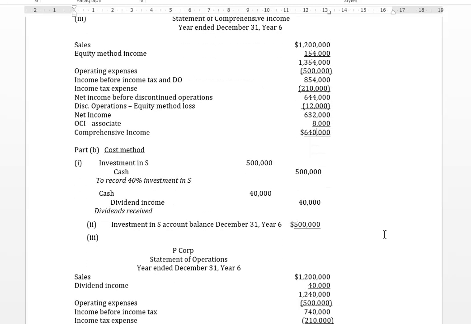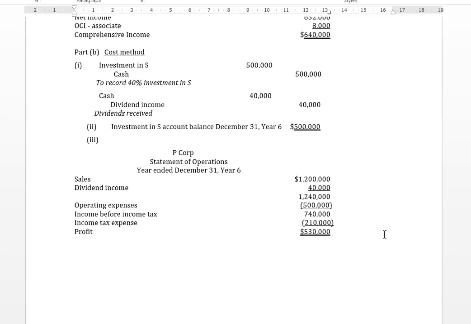Now, if we were using the cost method, life is so much easier for us here. Why? Because under the cost method, you don't have to take your share of anything. You don't take your share of S's income, and that includes not taking your share of the DO that S might have had or any OCI that S might have had. So it's a very, very simple process. You just debit the investment at cost to record what you paid for your 40% interest, and you're going to credit dividend income and debit cash for any dividend that you got. If that dividend had been declared and not paid out, then here you'd be debiting dividend receivable, right?